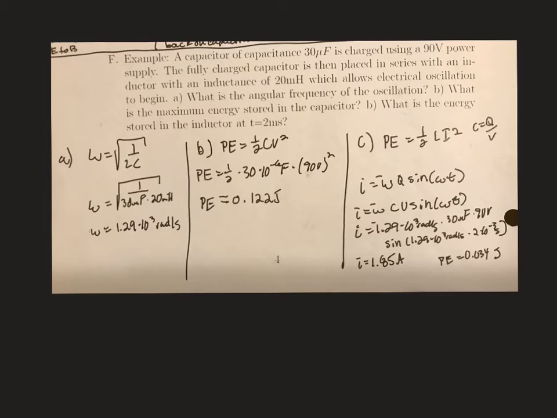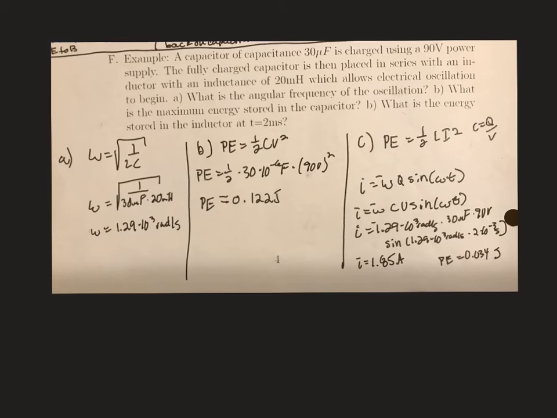And finally, we're asked what is the energy stored in the inductor at 2 milliseconds. So that means we need to be able to find the current to be able to find the potential energy in the inductor. So notice here, potential energy in the inductor needs the current. So I pulled out our equation that is current as a function of time.